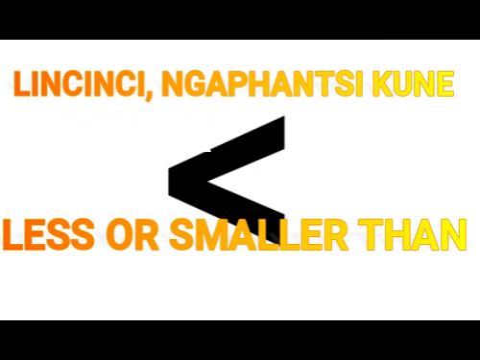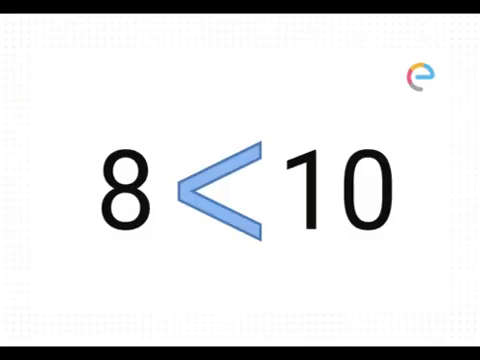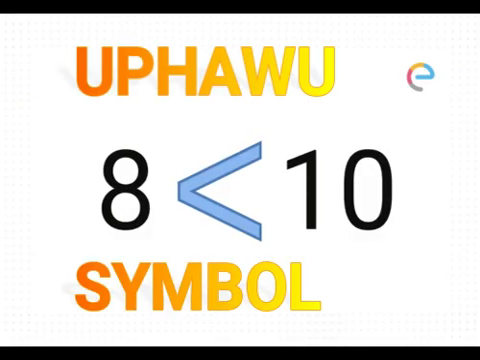Less than is the opposite of the greater than symbol. Ungaphantsi ko uchasene nongaphezulu kuka okanye likhulu kuno. Look, there is this symbol between 8 and 10. Jonga, nalu oluphawu phakathi kwesibhozo neshumi.